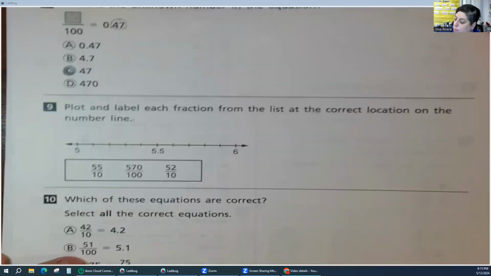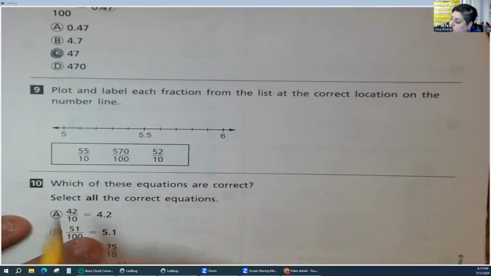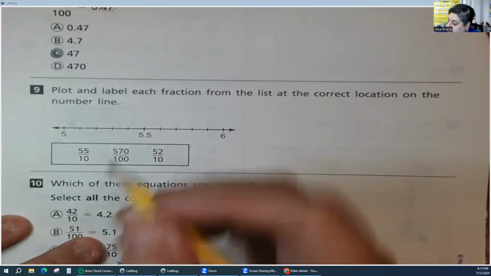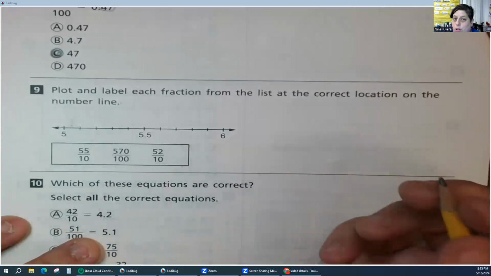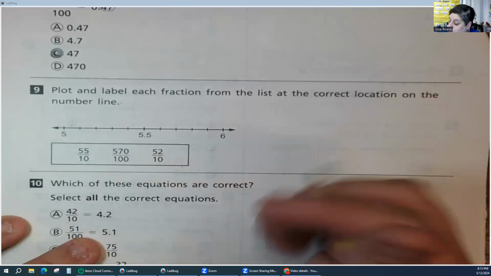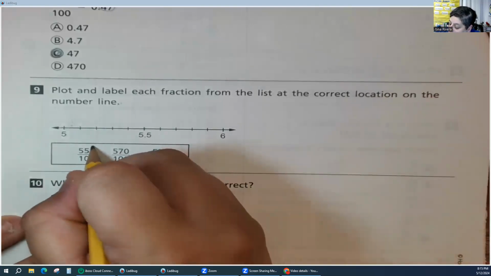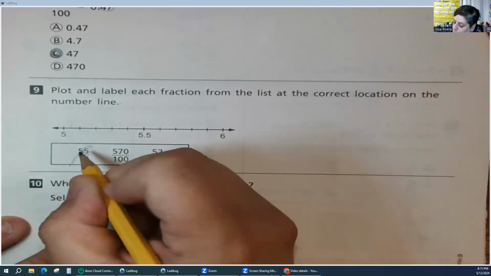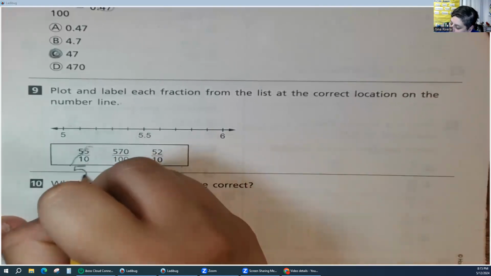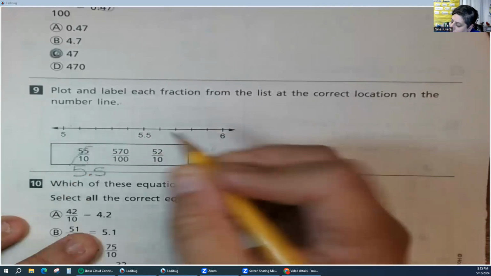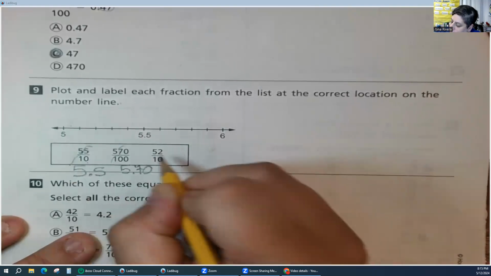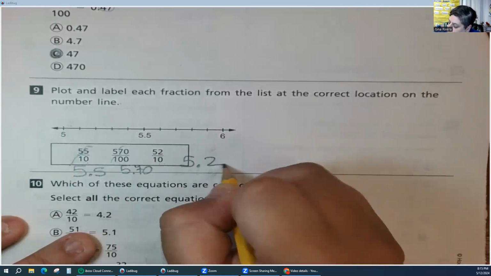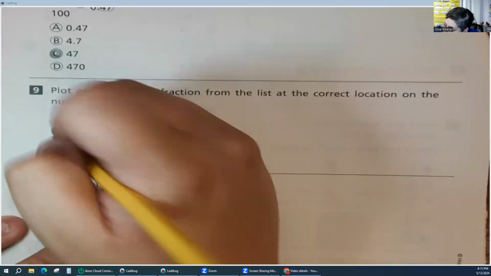All right. Number 9, plot and label each of these where they belong. This could be tricky, but I don't want you to get confused. This is 5 wholes. All of these can also be mixed numbers, or we can turn them into decimals to help us, okay? If I just put a little division here, this is 5 wholes and 5/10. So this is like 5.5. This over here would be 5.70. And this one would be 5.2, okay? So this would be 5.1.